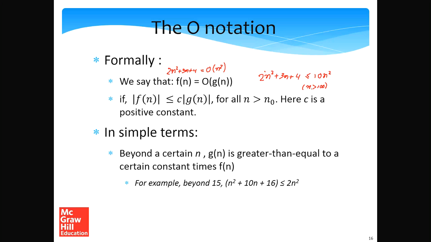So it can be said that this function 2n square plus 3n plus 4 will essentially grow the same way as n square will grow, ignoring constants. So let's look at another example.